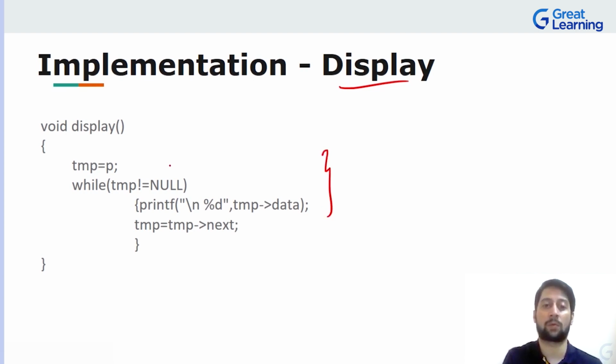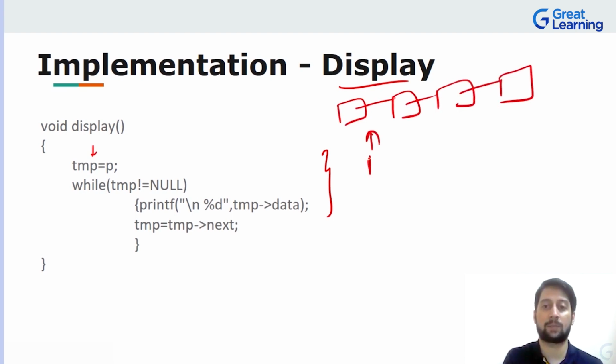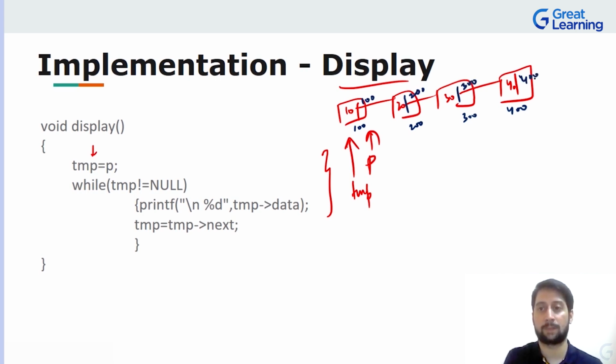We want to display whatever is in the linked list. It is similar to what we have already seen. We have this temporary variable. Let me quickly draw a linked list. So we have this P and this temp also pointing to it. You have 10, 20, 30 and 40. Obviously these will have addresses. Let's suppose this is 100, this is 200, this is 300, and this is 400. And this is null, obviously. So this is your linked list.